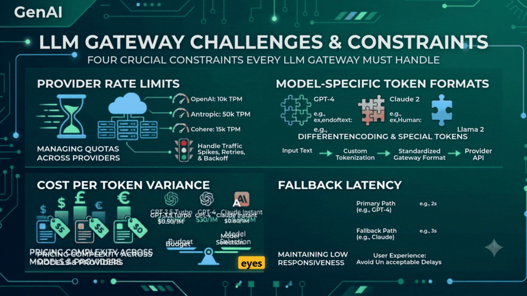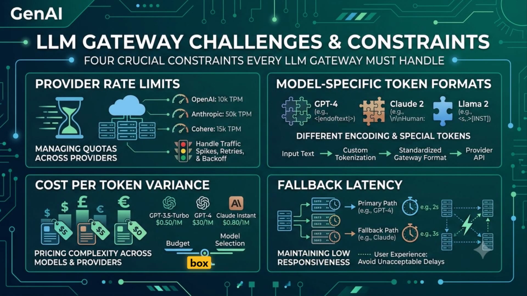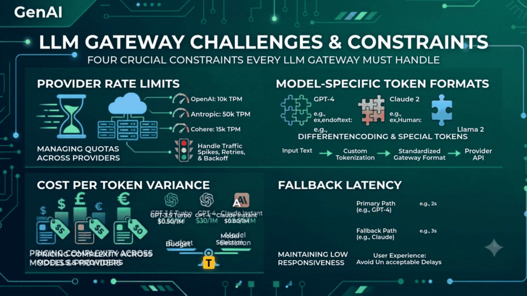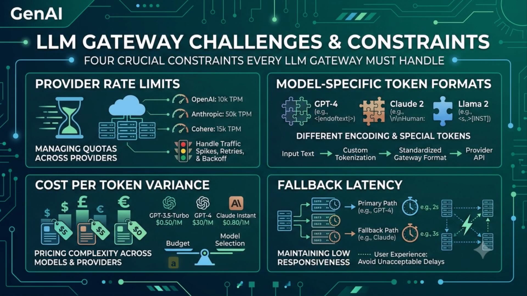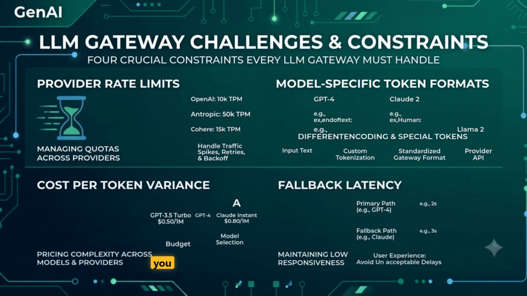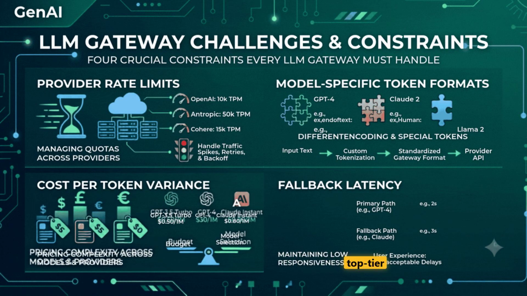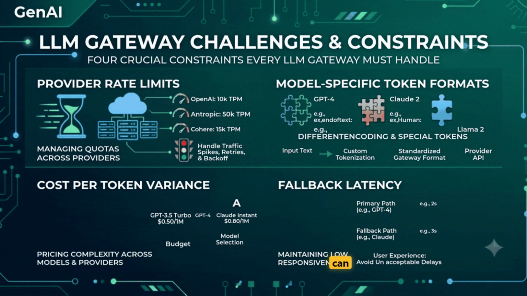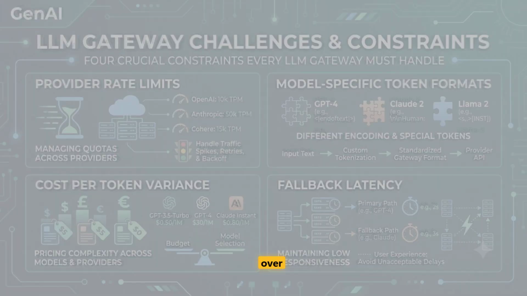Now trace your eyes down to the bottom left box to see how this domino effect impacts cost per token variance. Cheap models like GPT 3.5 Turbo cost a fraction of premium options like GPT-4, making naive fallback strategies financially dangerous if you unintentionally route bulk traffic to top-tier endpoints. Finally, move to the bottom right panel for fallback latency, where shifting from a 2-second primary path to a secondary provider can easily push total request time over 5 seconds, ruining the user experience.